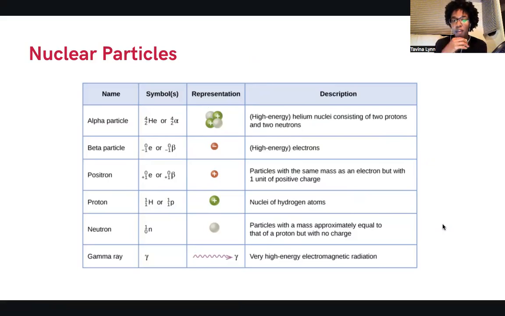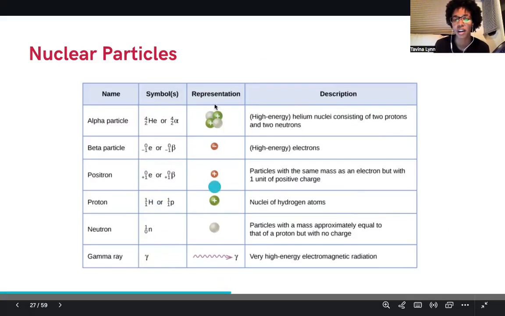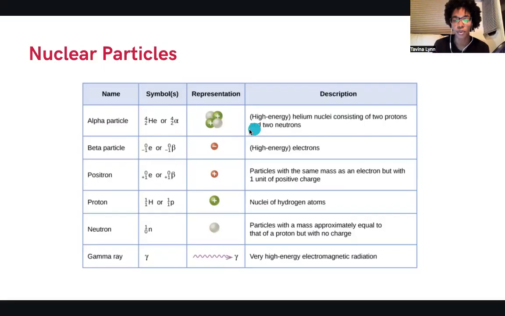So we've got alpha particles, beta particles, positron, proton, neutron, gamma ray. These are the symbols, so this is how we will write it in a nuclear reaction. And this is just a representation of those particles. So an alpha particle is a helium nucleus that has 2 protons and 2 neutrons. That's what this representation is. It's representing the 2 neutrons, which are these gray balls, and then the 2 protons, which have a positive charge, because protons are positively charged.